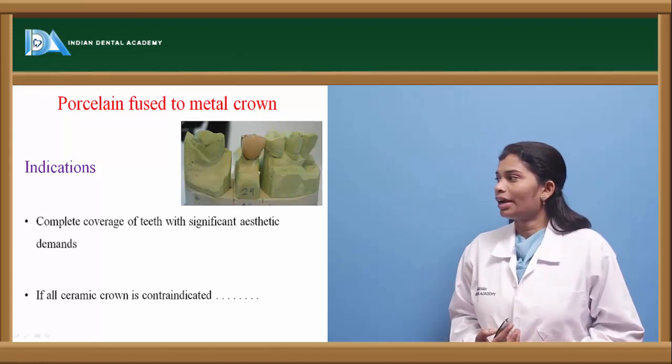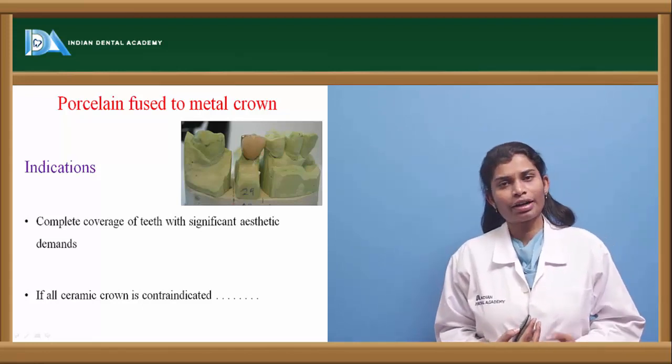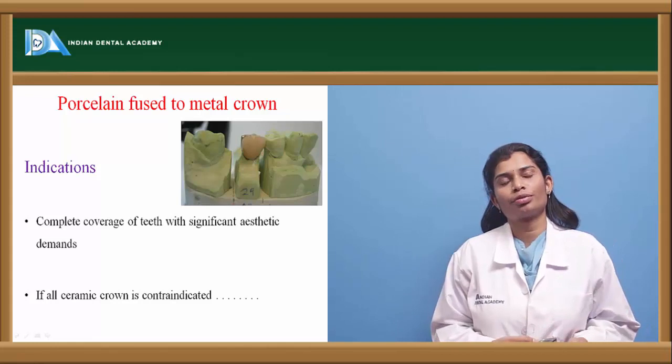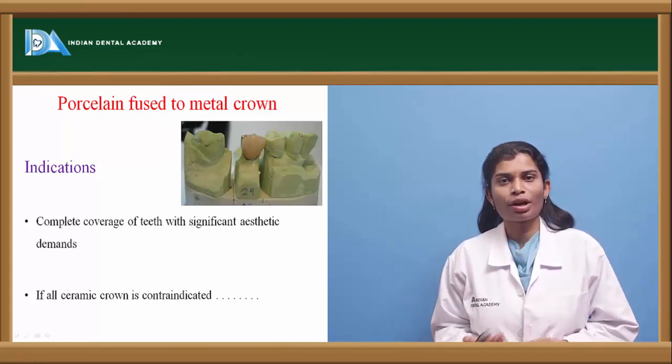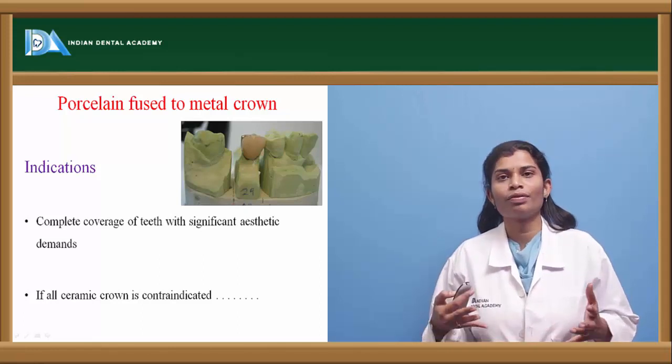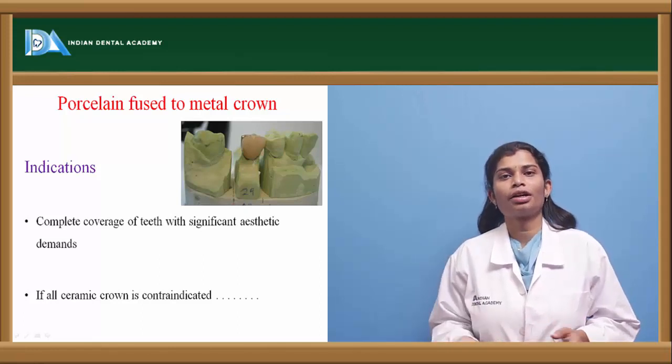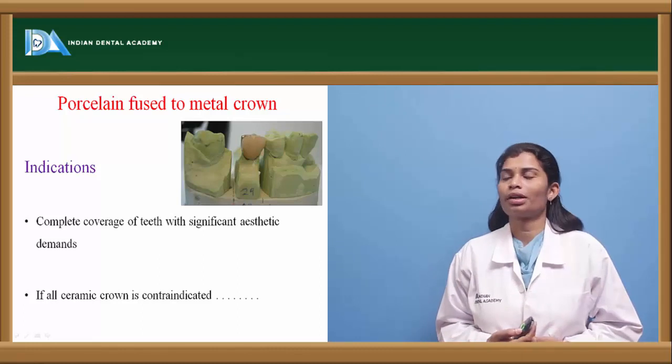And if an all-ceramic crown is contraindicated, it is a must that you go with porcelain-fused-to-metal. In such cases where you can reduce very little tooth structure, you can't go up to 2 mm of reduction to give an all-ceramic crown, it is better that you go with porcelain-fused-to-metal crowns.